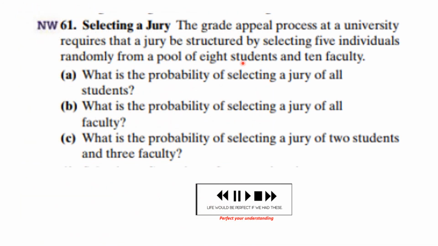Now, this really does exist. There are grade appeal panels even at COD. So the grade appeal process at a university requires that a jury be structured by selecting 5 individuals randomly chosen from a pool of 8 students and 10 faculty, and both faculty and students serve on that at COD. So there are 3 questions. Number A, what is the probability of selecting a jury of all students? What is the probability of selecting a jury of all faculty? And what is the probability of selecting a jury of 2 students and 3 faculty? You know what to do. Let's see how you did.